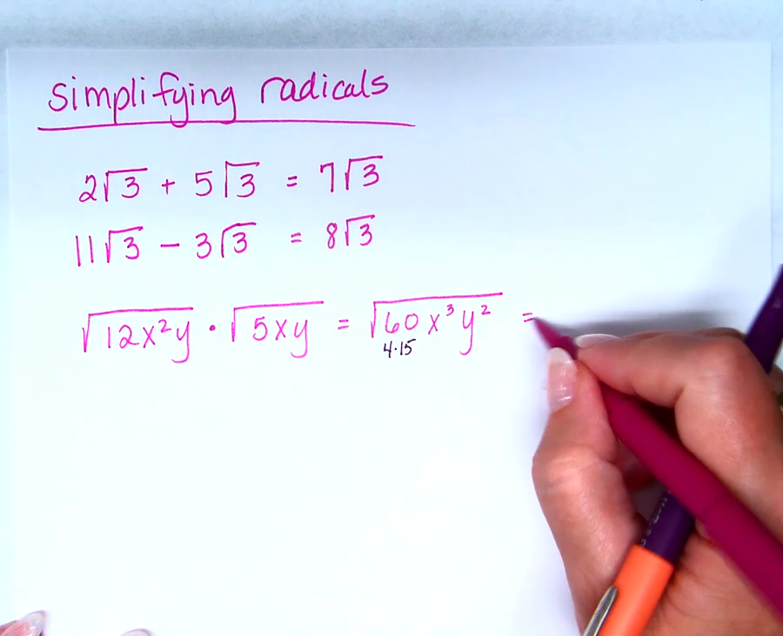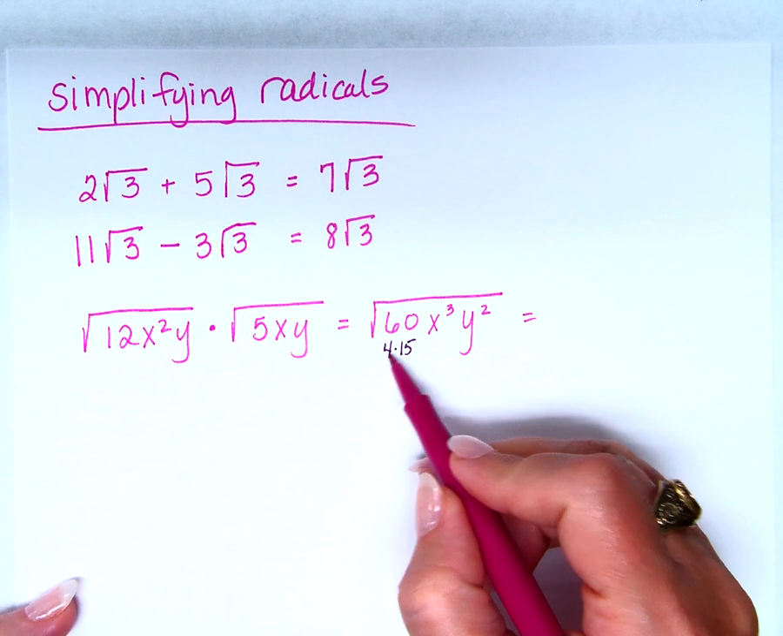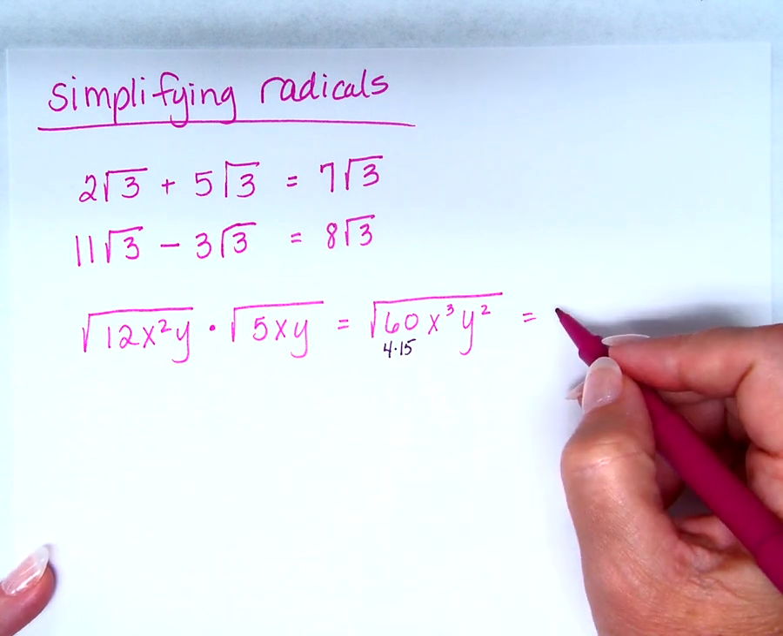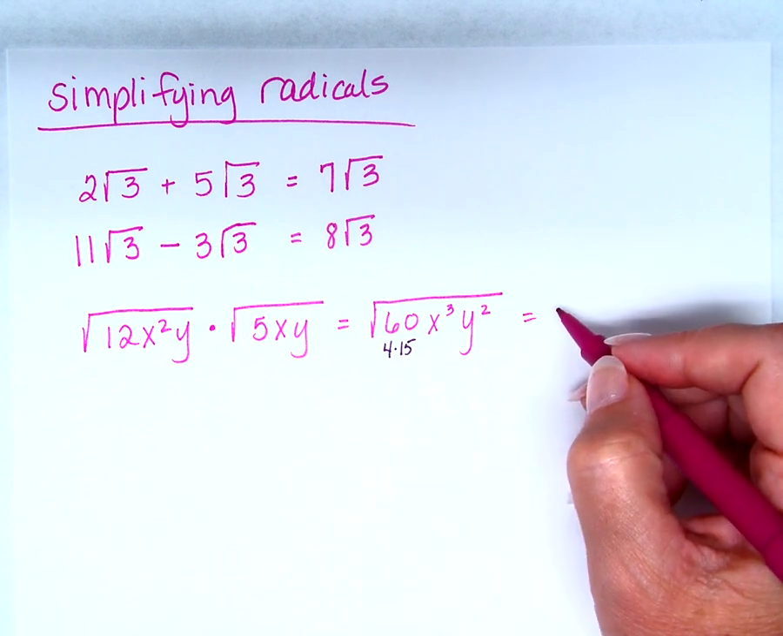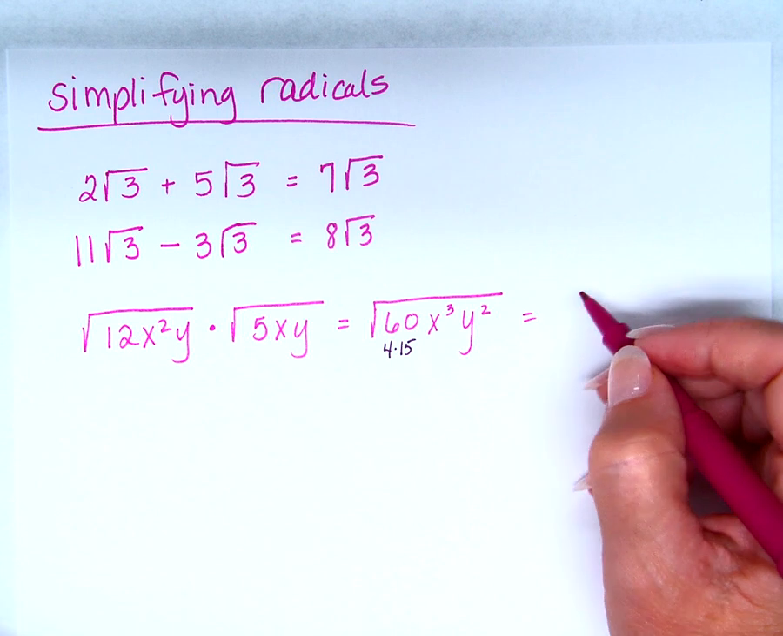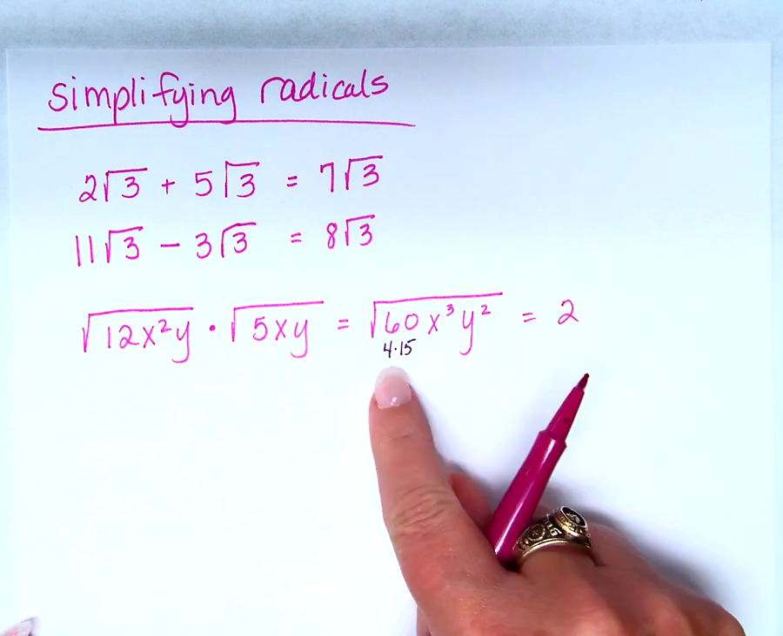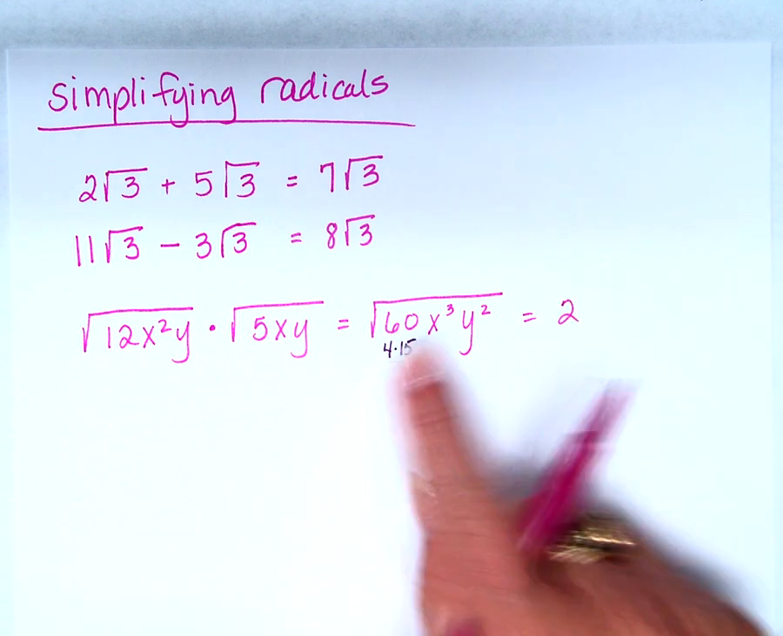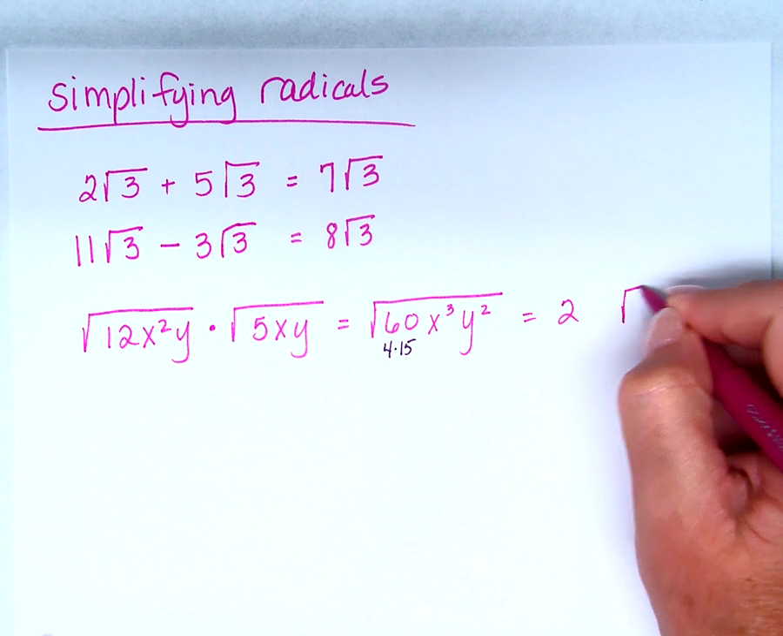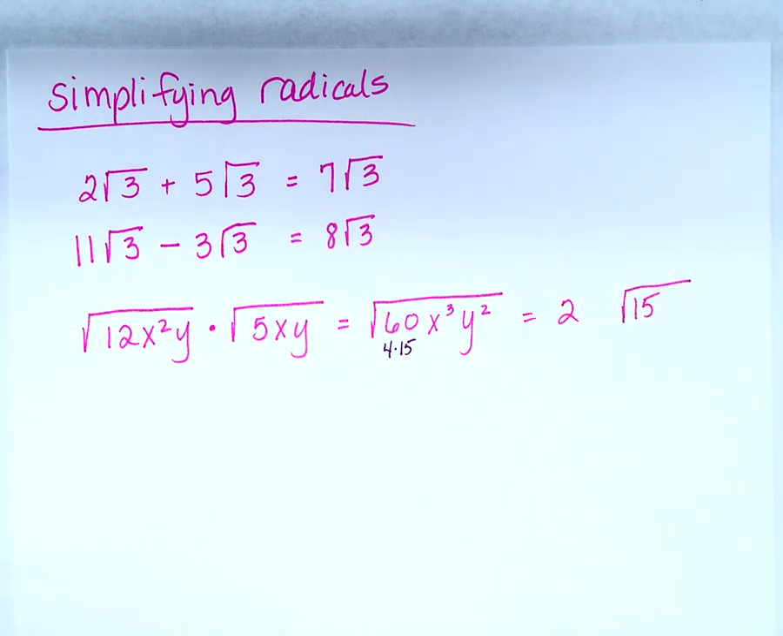Okay? What do we do if we have 4 and 15? Does something come out and something stay in? What comes out? 2, because I took the square root of 4, right? Now what stays in? 15, because I don't know the square root of 15. Do you? Okay, so we're allowed to not know stuff, right?